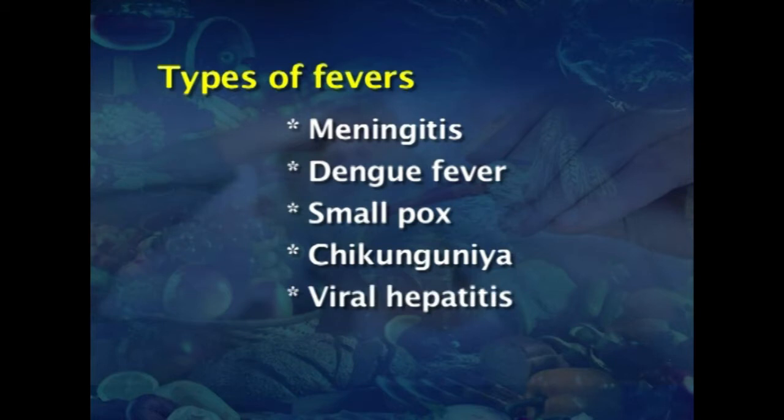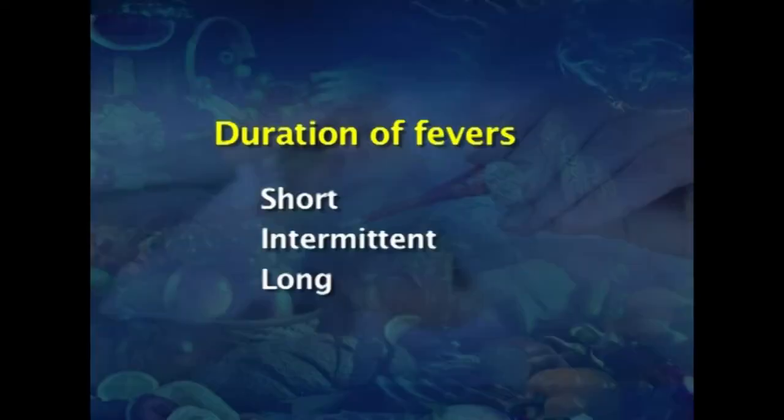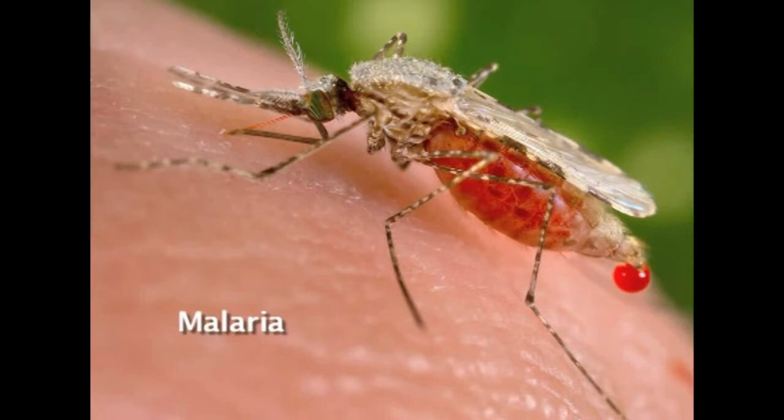So these are the types of fevers, and let us see how long the fevers last under duration of fevers: the short, intermittent and long. This is called acute infection, and for the first one we will see malaria. It lasts from several days to months. Others include cold, tonsillitis, influenza, TB and typhoid, chickenpox, scarlet fever.